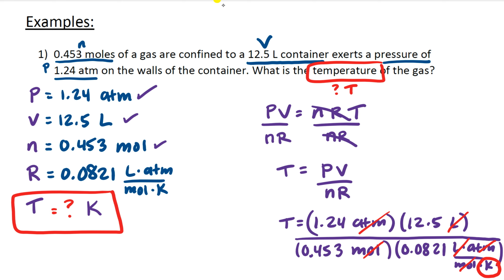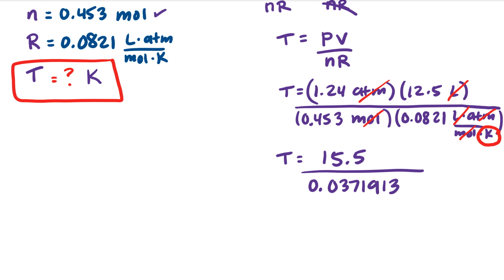So I finish up the math here. So I've multiplied the top, I've multiplied the bottom, and now we're going to divide. Get an answer of 416.76. And I look back and see what my unit should be. Should be a capital K for Kelvin.